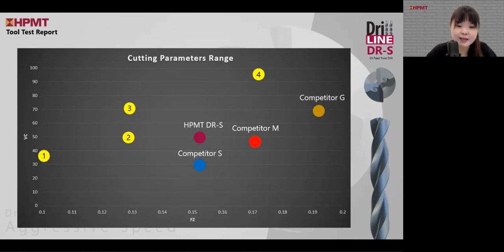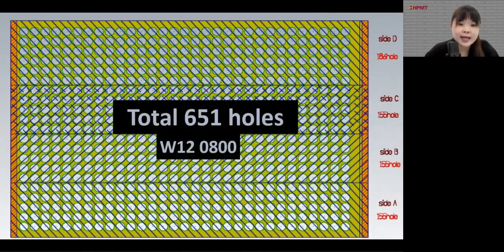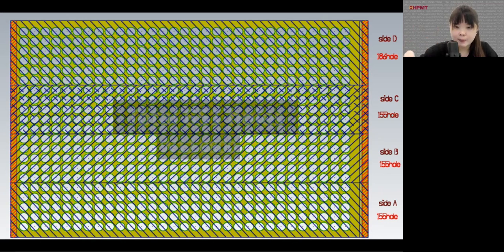Okay, so let's move on to check the setup that we use for this experiment. This is the CAD diagram showing how we apply the cutting parameters in 4 different regions on this stainless steel workpiece. We divide the entire workpiece into 4 regions, A, B, C, and D. We are targeting to drill a total of 651 holes.